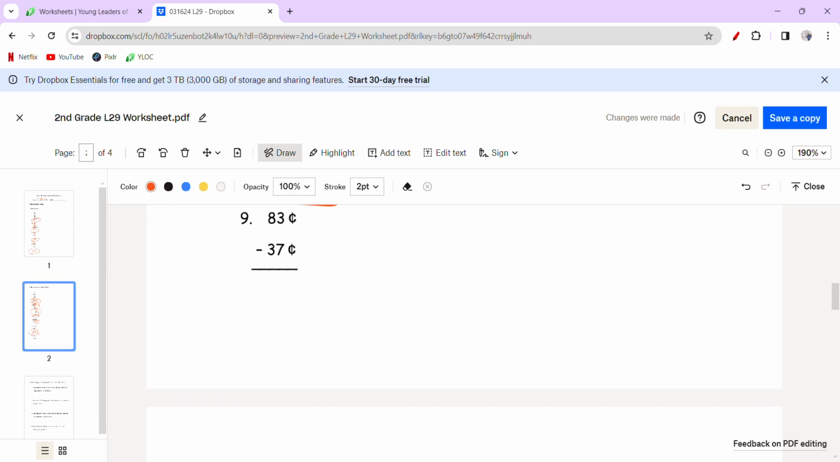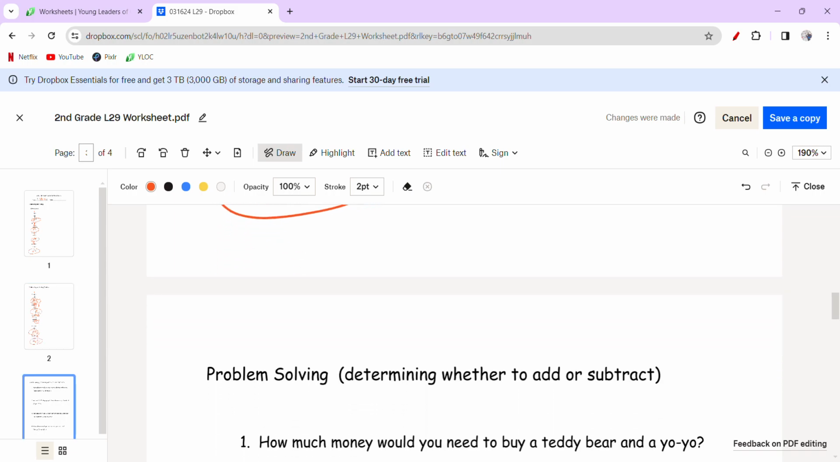Okay, 83 cents minus 37 cents. So you would do 3 minus 7, which you can't do. Again, you're going to borrow, so this would become a 7. This would become a 13 because you're adding 10. 13 minus 7 would be 6. 7 minus 3 is 4. So you would have 46 cents.